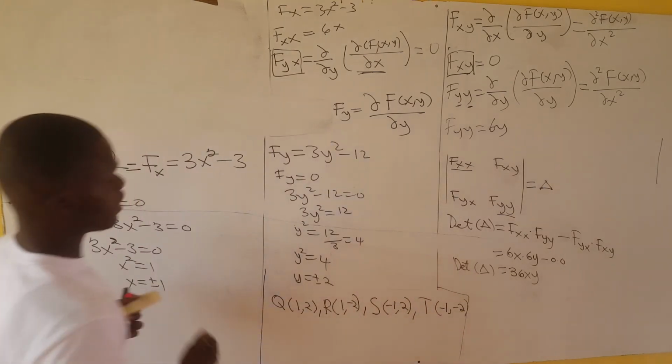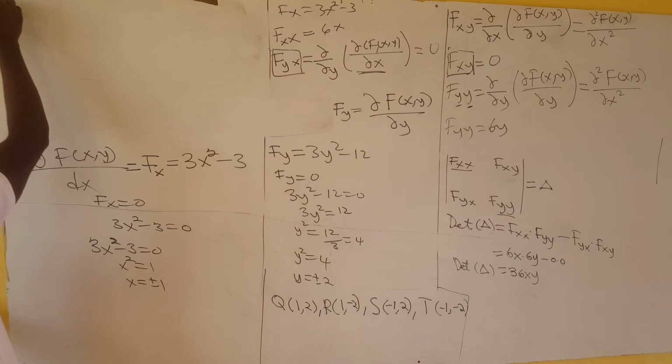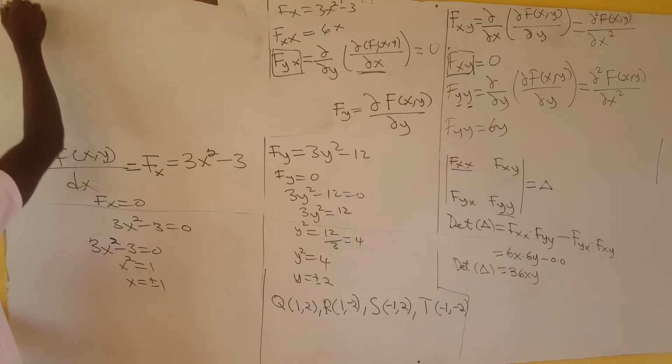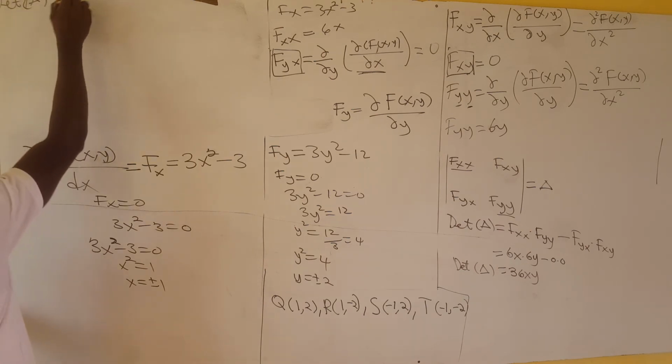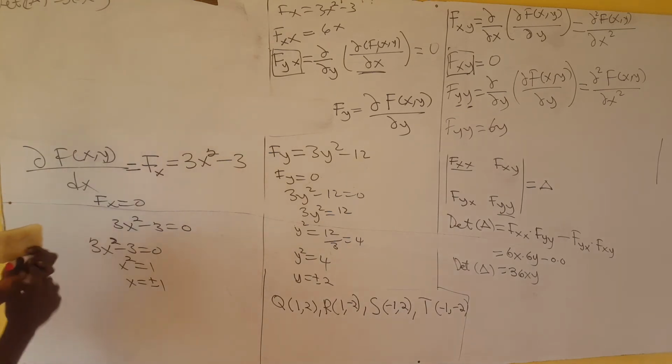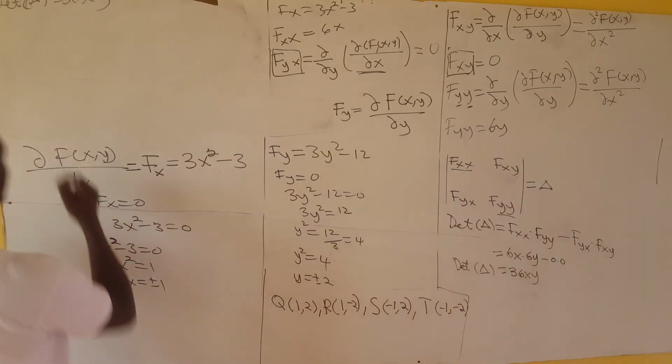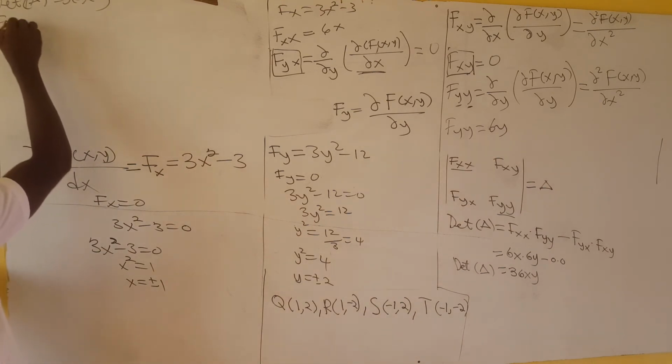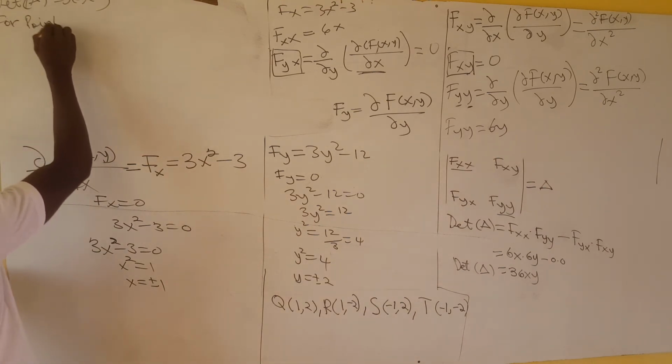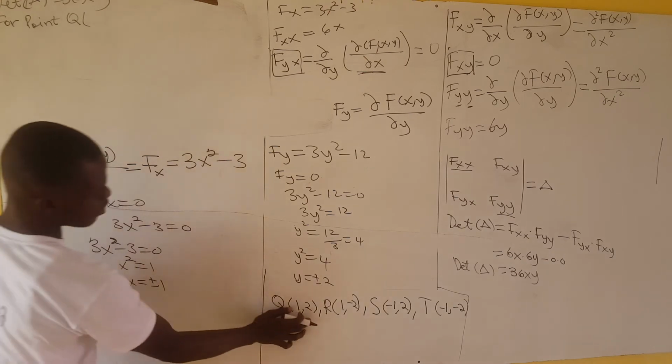We'll use this to find the points we are looking for. So determinant of the matrix is equal to 36xy. That's the answer we have. So let's pick our first point. So for point Q. Now point Q is 1, 2.